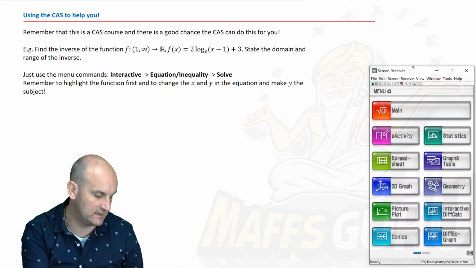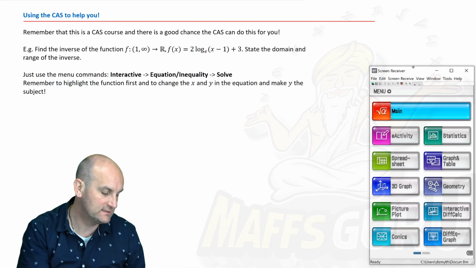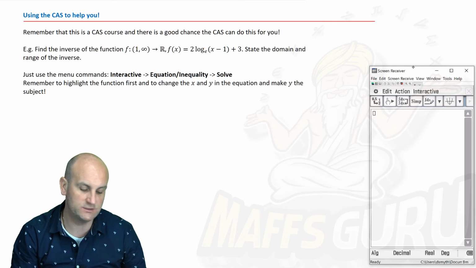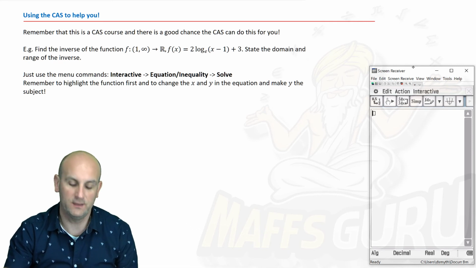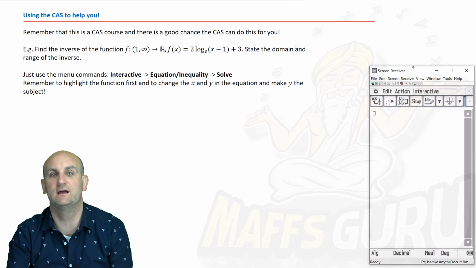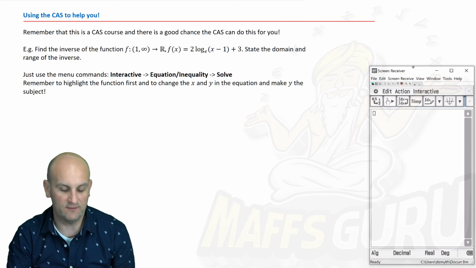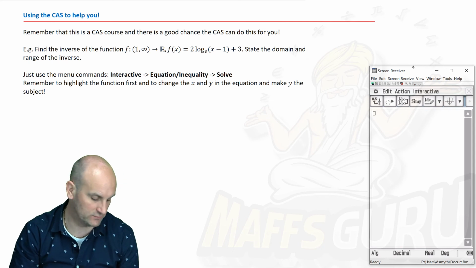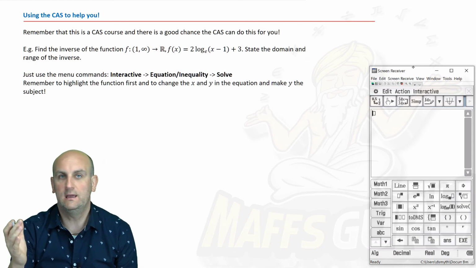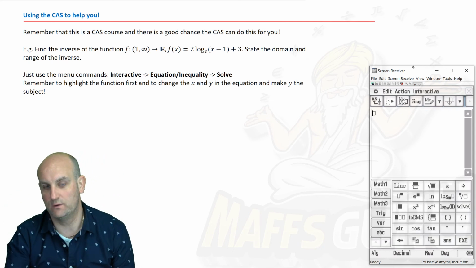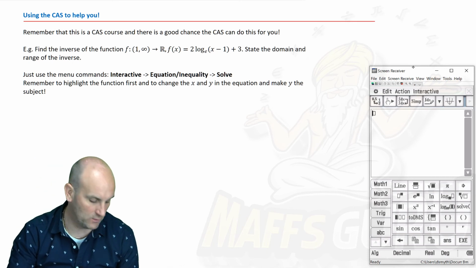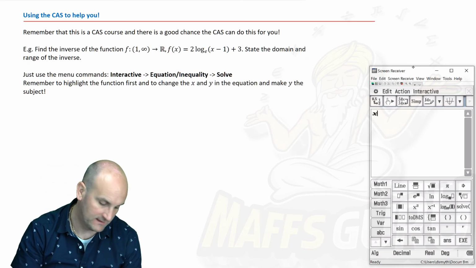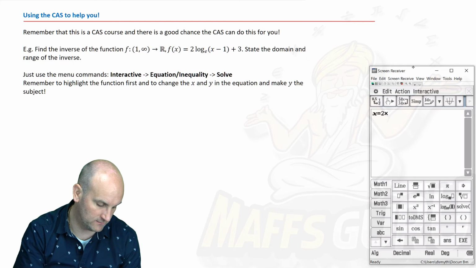So you have to be able to do this, both pencil and paper, and using your CAS calculator. So what I'm going to do is I'm going to hit my main function here, and what I'm going to do is I'm actually going to put in the equation they've given me. Now, they've got 2 log e x minus 1. Your calculator is clever, but it's not that clever. So the first thing you need to do is you actually have got to put in the equation with you already having swapped the x and the y value.